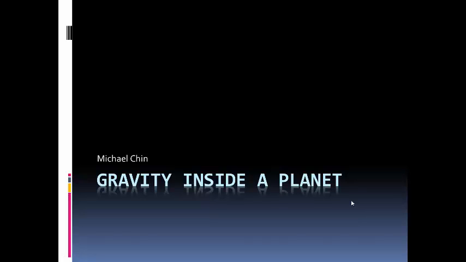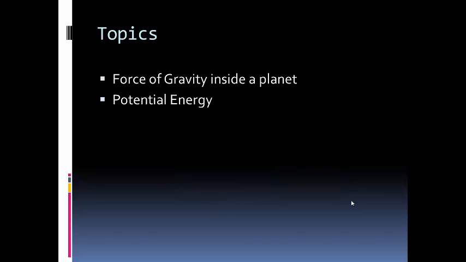In our previous lesson, we talked about gravity outside a planet. Today's lesson is going to be about gravity inside a planet. Basically, we'll look at the force of gravity inside the planet and also calculating potential energy inside the planet.